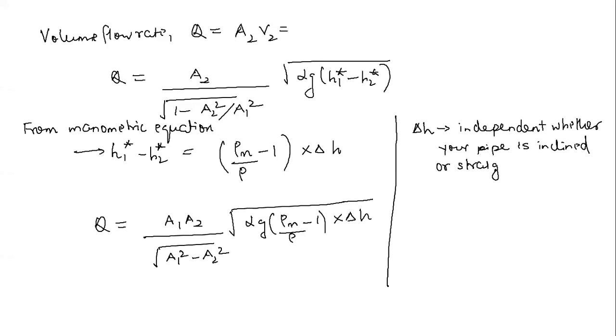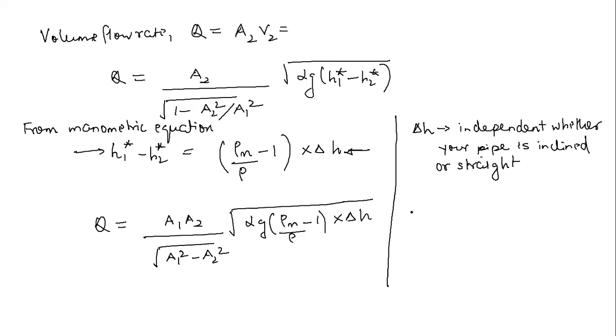It doesn't matter. So we proved this, though it is H1 star minus H2 star, but finally if you take the manometric equation, then this H1 star minus H2 star is simply equal to rho m by rho minus 1 into delta H. So try this manometric equation yourself. We have already derived this in very previous lectures.